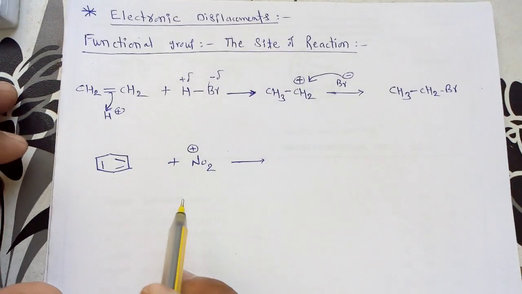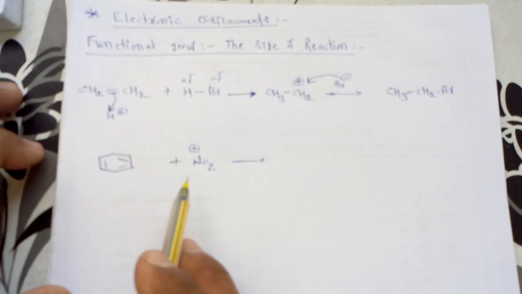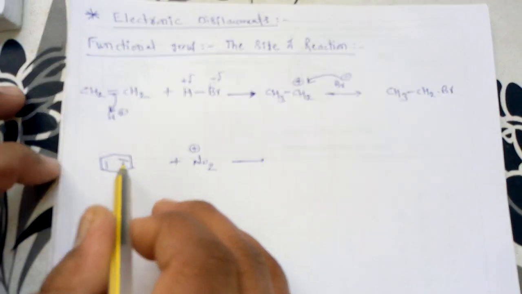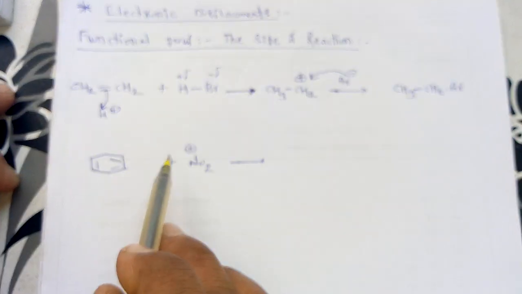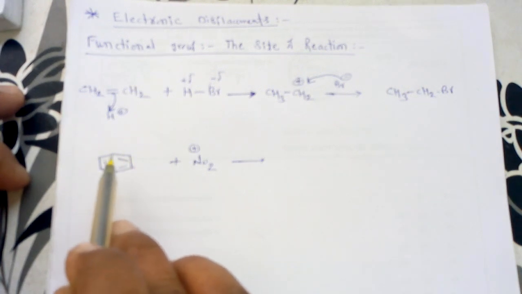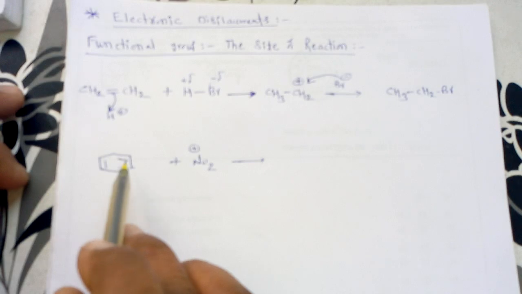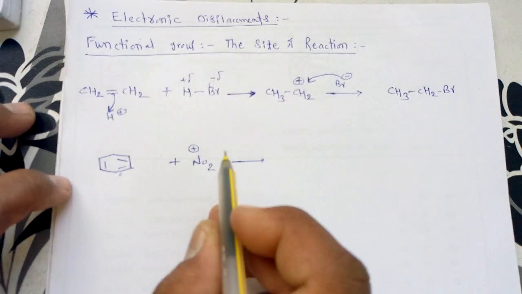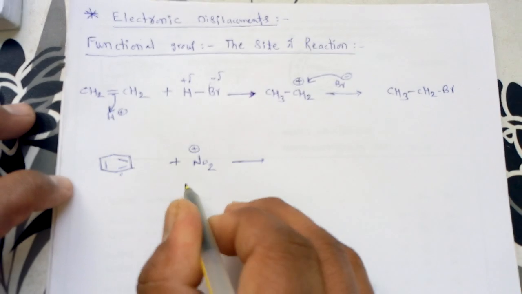Now, as far as the chemical reaction is concerned, this benzene consists of pi bonds. There are 3 pi bonds, and we know that each pi bond has 2 pi electrons, so a total of 6 pi electrons are there. That's why benzene acts as a nucleophile, and this NO2 plus acts as an electrophile.